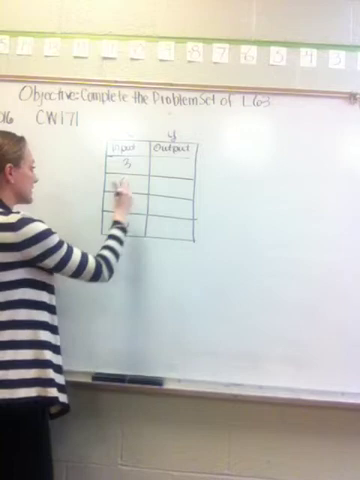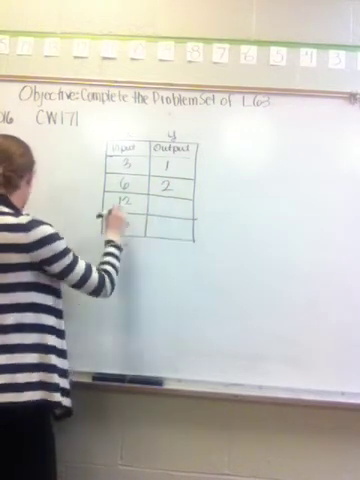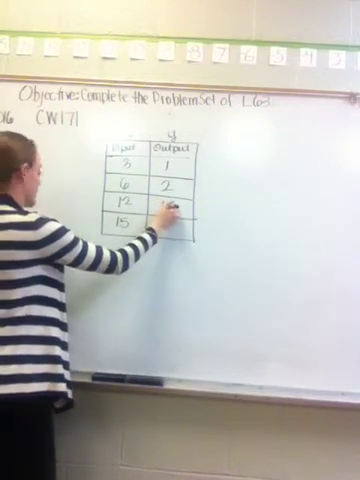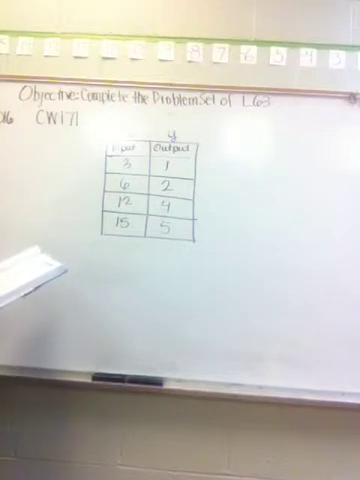What's across from 3 in the table is 1. What's across from 6 in the table is 2. What's across from 12 is 4. What's across from 15 is 5. Does that make sense? Okay.